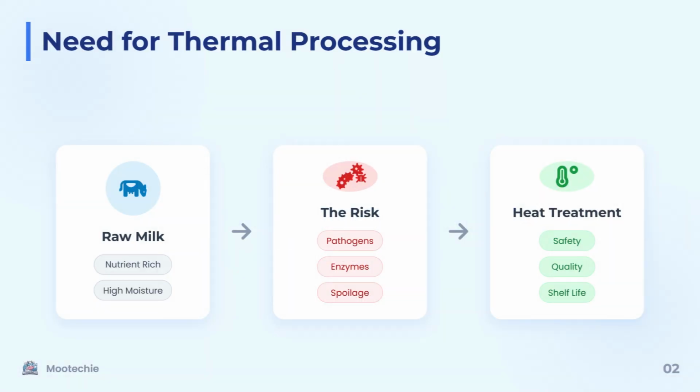Raw milk is nutrient-rich and has high moisture content. This makes it an ideal medium for microbial growth. The risks include pathogens, enzymatic activity, and spoilage organisms. Heat treatment converts raw milk into a safer product by improving safety, maintaining quality, and extending shelf life.